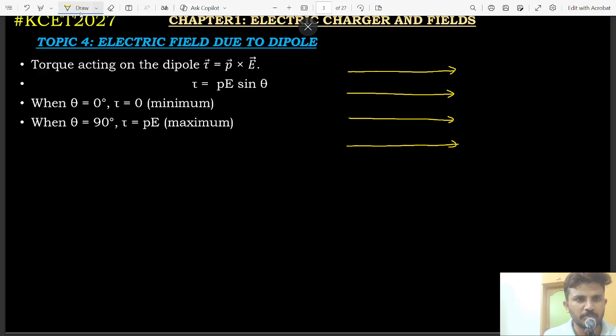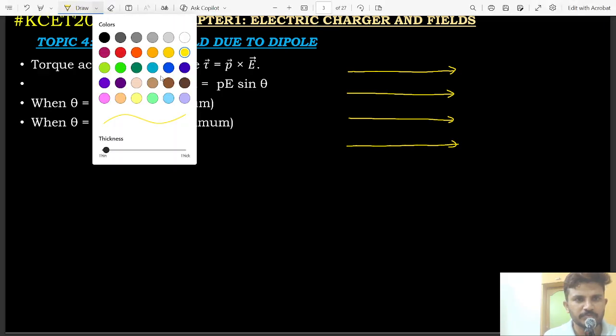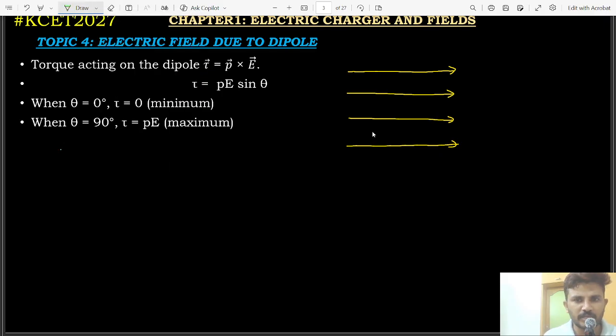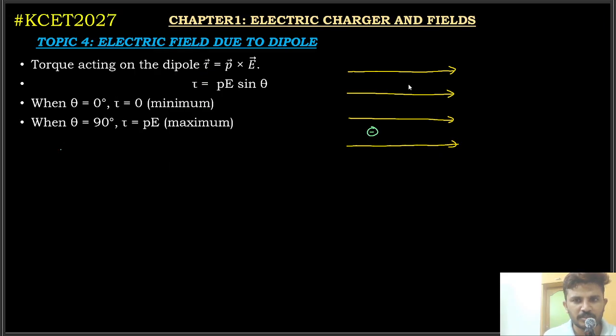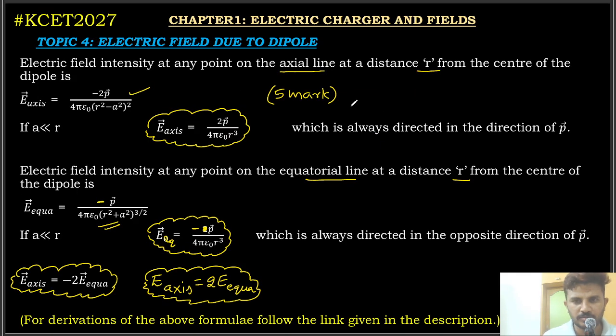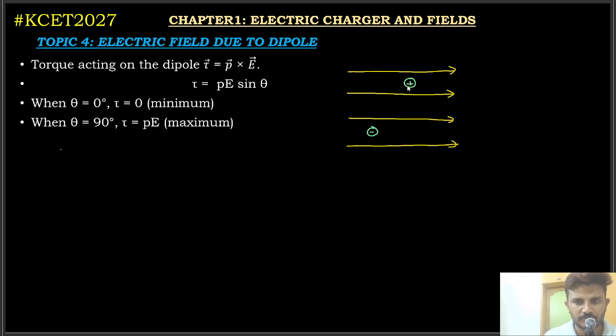Okay, and I'll place a dipole in it. Let's consider here we have a negative charge and here we have a positive charge. These two are separated by some distance, that is 2a. So here the positive charge experiences a force in this direction, that is F plus is equal to plus Q into E. The negative charge experiences a force in this direction, that is F minus is equal to minus Q into E.